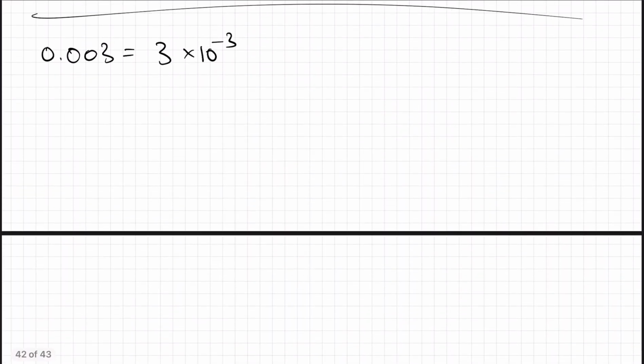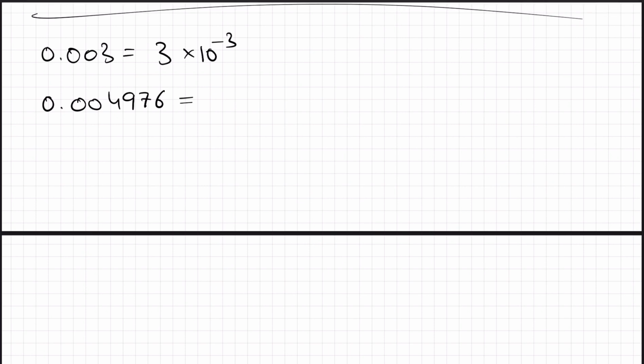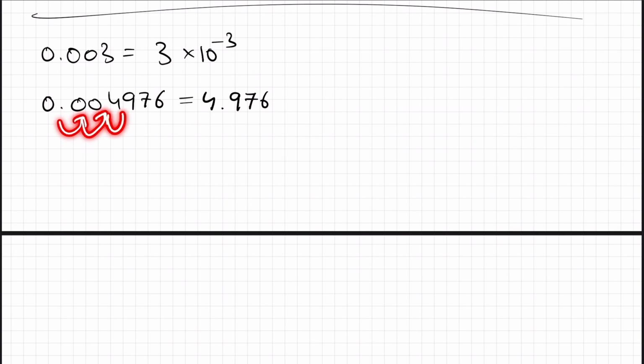This works for more complex decimals too. If you had 0.004976, let's use the same trick. We take the first number which isn't a 0, 4, and add all the remaining digits. Then we count how many times the decimal point moves until it reaches 4, and in this case it's 3 again. So this is 4.976 times 10 to the minus 3. That's how you convert into negative standard form.